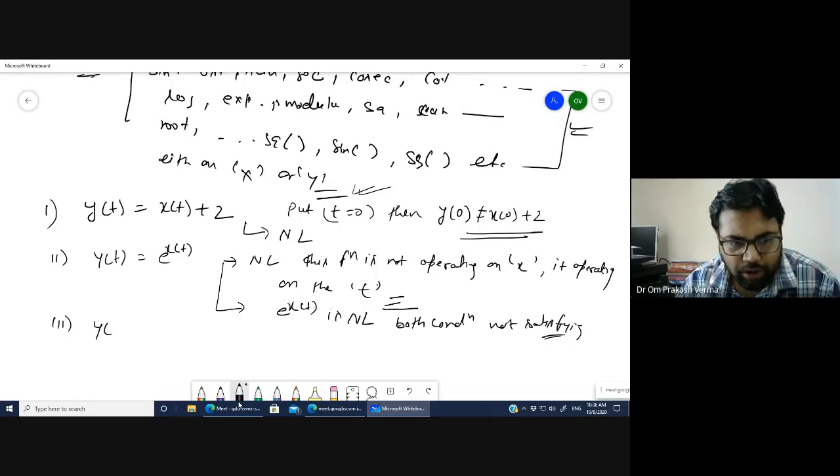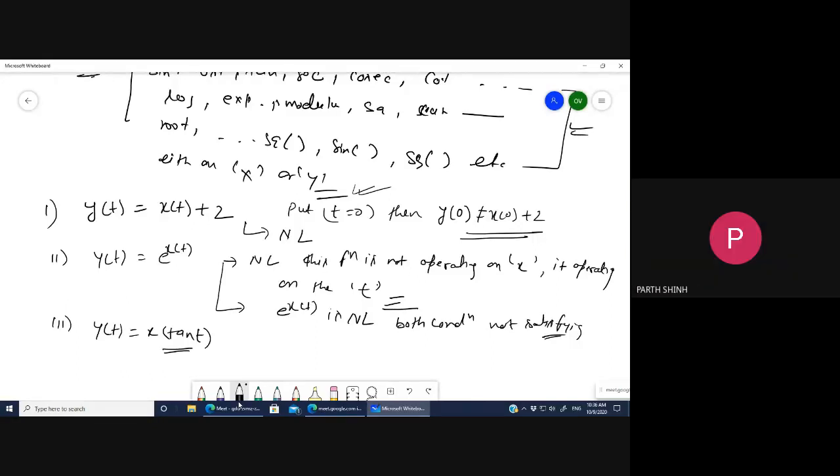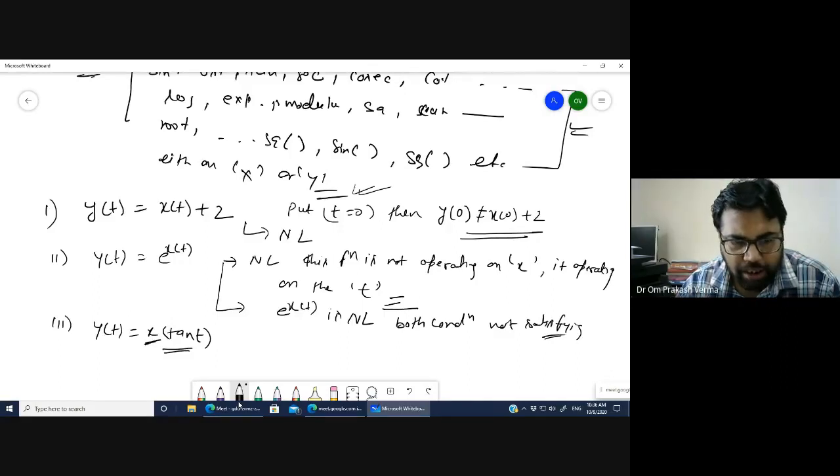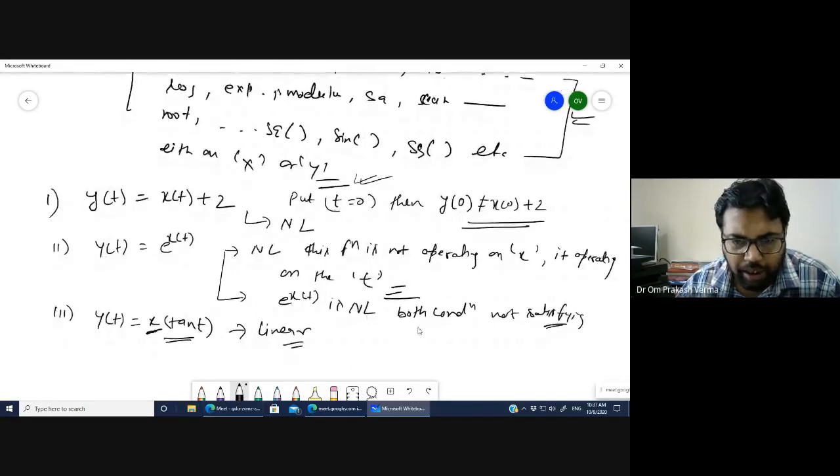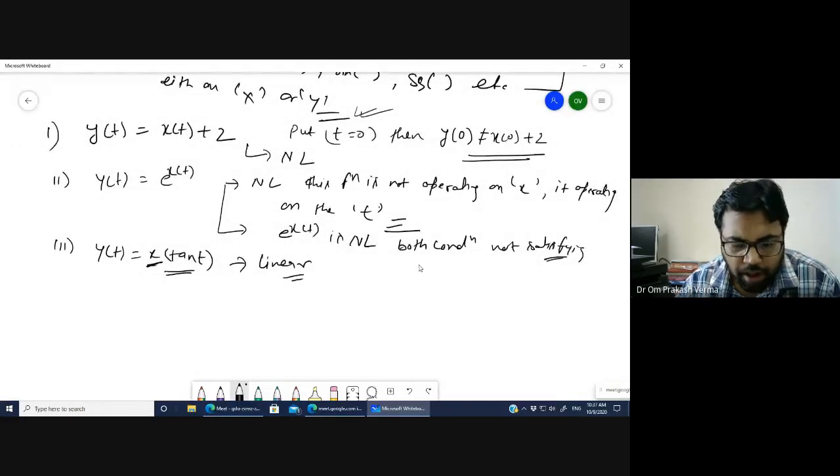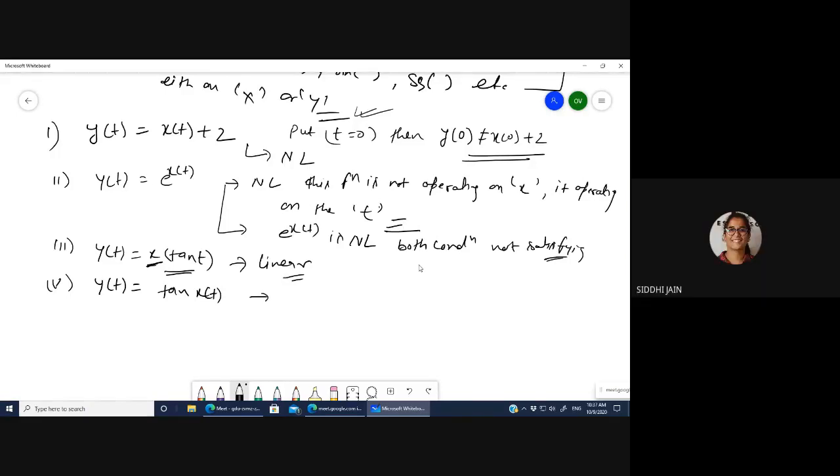Now take the third example, y(t) = x(tan t). Tell me, what is this? This is a function of x or t? Function of x. So therefore, it is linear. Now, when you take the next example, y(t) = tan of x(t), then it becomes non-linear. Now you understand.